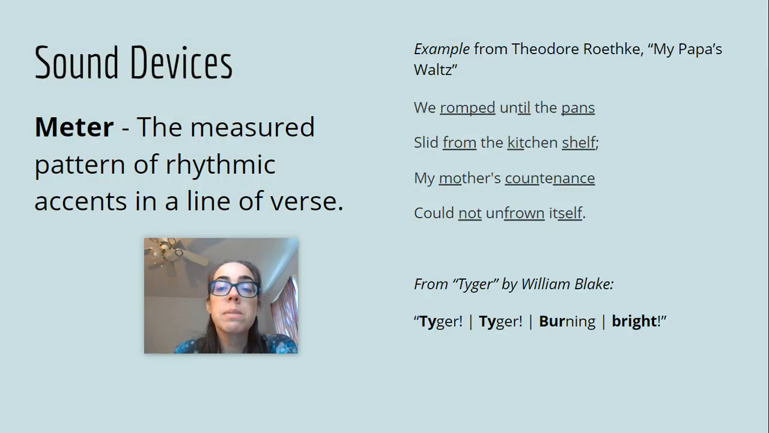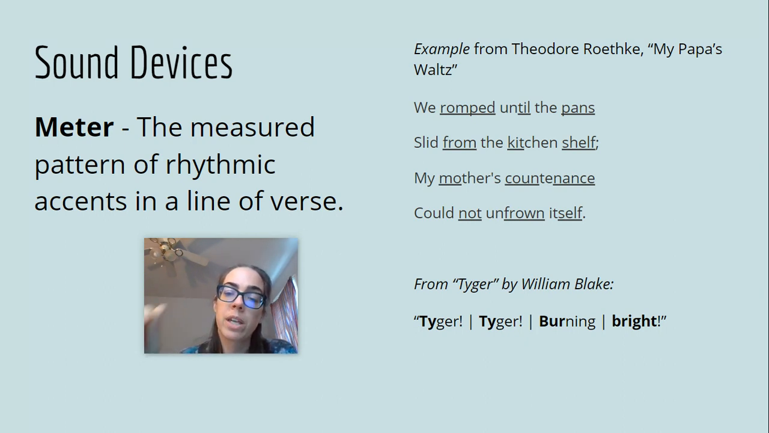Sound devices, meter. This is the stressed, unstressed pattern of rhythmic accents in a line of verse. This is from Theodore Roethke's My Papa's Waltz. I'm going to clap, and I hope it's not going to be too loud in the speaker. But we romped until the pans slid from the kitchen shelf. So I'm not clapping on 'but' or 'slid.' It's unstressed, stress, unstressed, stress, unstressed, stress. So it provides a pop, pop, pop, pop. So we romped until the pans slid from the kitchen shelf.